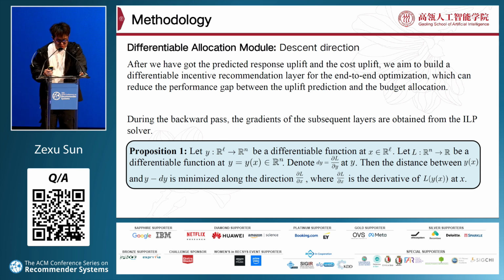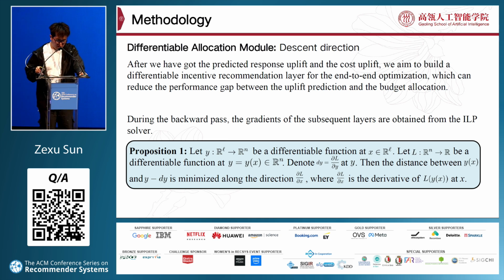The next is the second module of our work, the differentiable allocation module. First, we need to determine the descent direction of the gradient. After we have predicted the response uplift and the cost uplift, we aim to build a differentiable incentive recommendation layer for end-to-end optimization, which can reduce the performance gap between the uplift prediction and the budget allocation.